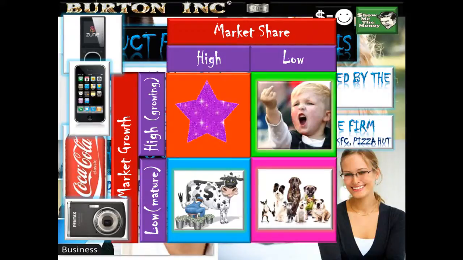Mature market, the market is at its peak. We had a look at this in the product life cycle. This is where cash flows are the strongest, and cash cows have a high market share in a mature, fully grown market. If we have a look next door, in the same mature market, we have a product with a low market share. A product with a low market share in a market that's not growing anymore, we call a dog.